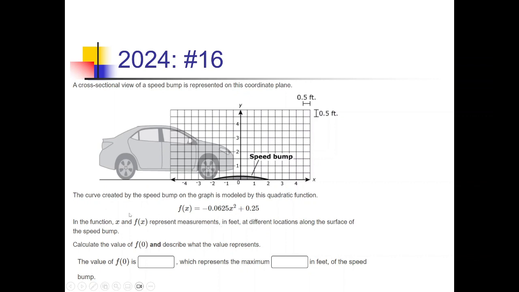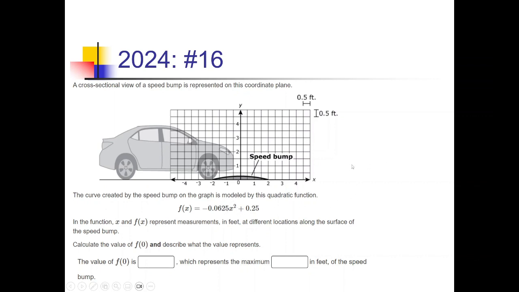So let's see here. We've got x and f of x representing different measurements in feet. So x is the left-right, y is kind of the vertical measurement of this speed bump. And for the actual question, after all of this information, they want us to calculate the value of f of 0 and say what that actually means in real life. So for f of 0, this is fairly straightforward since we actually have the function here. We can just plug 0 in for x and see what this evaluates to.